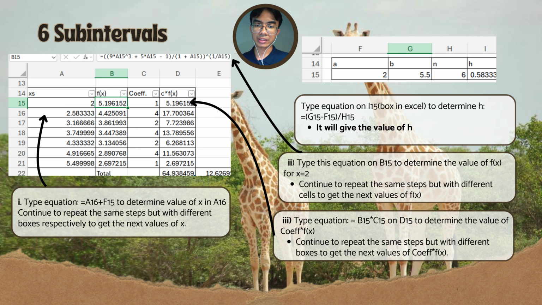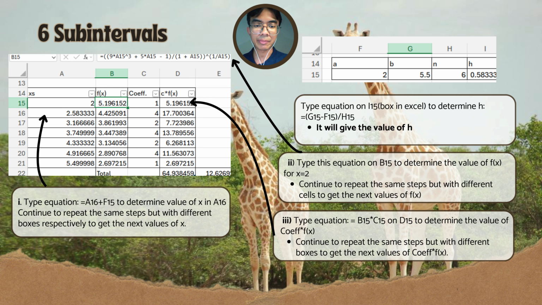Next, type the equation A16 plus F15 to determine the value of X in A16. Continue to repeat the same steps but with different boxes respectively to get the next values of X. Next, type this equation on B15 to determine the value of fx for x equals 2. Continue to repeat the same steps but with different cells to get the next values of fx.